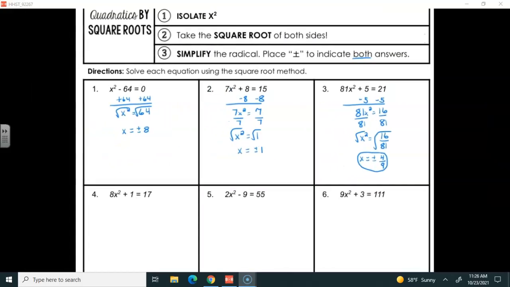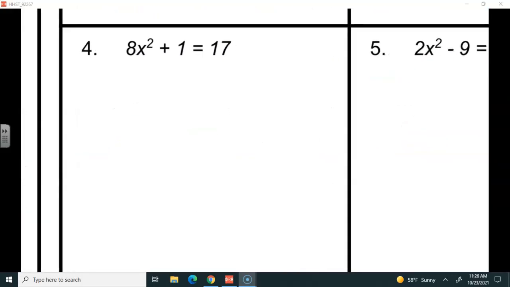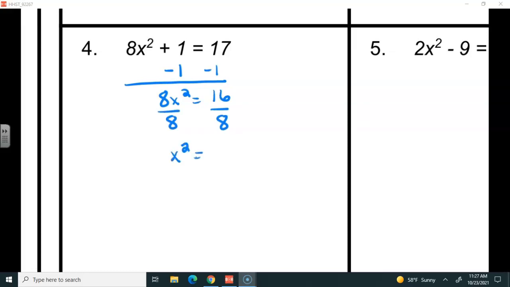How'd you do? All right, so let's look at the next one. On these, you can just pause the video, work through them, come back and check your answers, and then see how you're doing on your own. So we're going to subtract 1, divide by 8. We get x squared equals 2. When we square root both sides, 2 is not a perfect square and I can't simplify it, so it will just be plus or minus the square root of 2.